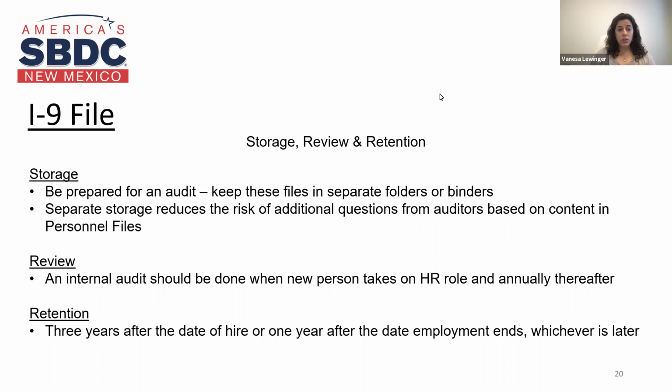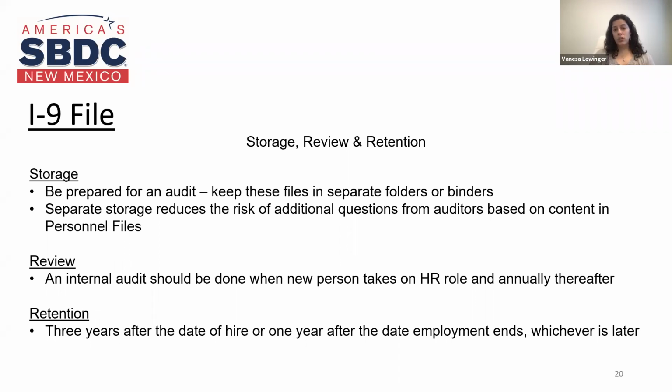You have 3 years after the date of hire, or 1 year after the date employment ends, whichever is later. So for example, if you hired an employee and they work for you for 1 year, then you're going to be hanging on to that document for 2 more years. And then if you had an employee that worked for you for 10 years, you would only hang on to the I-9 for 1 more year.